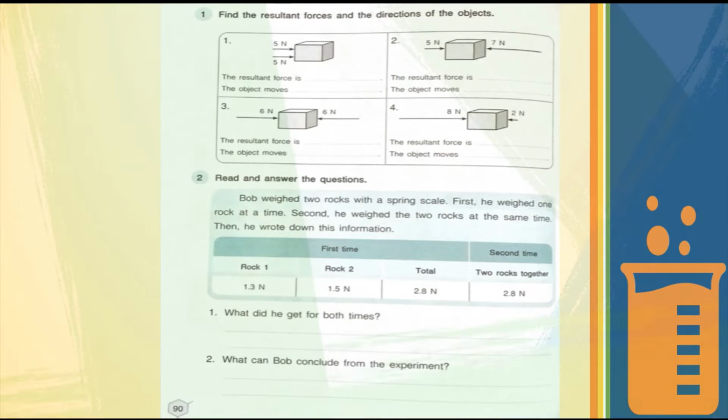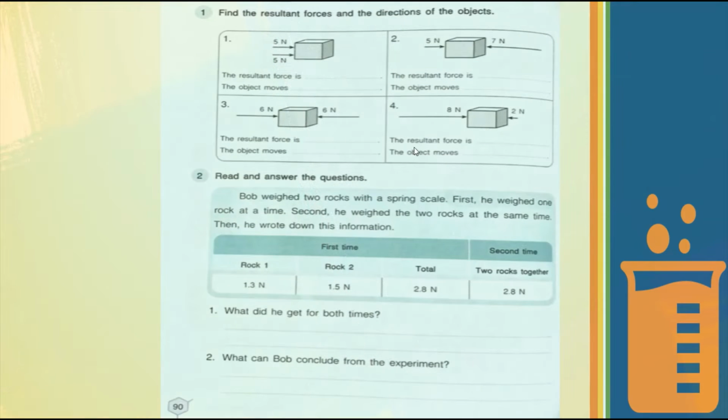Alright, now at this point, I would like to invite all the students to kindly open their book on page 90. Okay, and we are going to answer page 90 here. I will answer number 1, and it will become an example for you to answer numbers 2, 3, and 4. So for number 1, there is 5 Newton applied to the left of the object, and there's another 5 Newton applied in the same direction. If it's the same direction, you are going to add. If it is opposite direction, you are going to subtract.